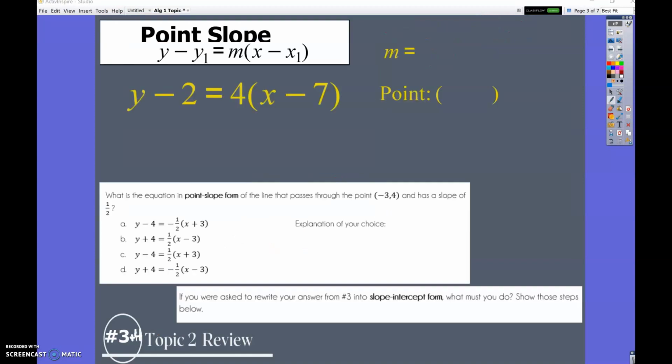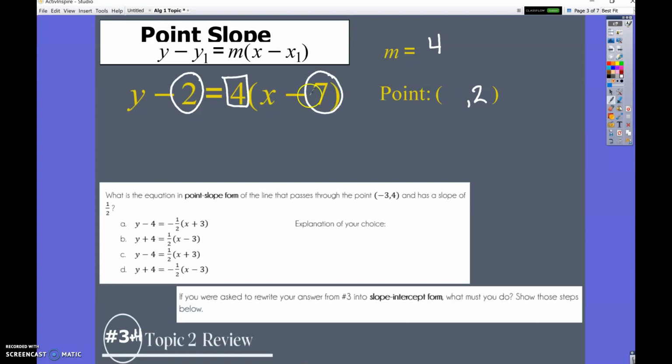For questions 3 and 4 on your review, they're giving you point slope forms of a line that passes through -3, 4, and 1/2. Remember, when it comes to making equations from point slope, we know our slope is the first value before the parenthesis, and our point comes from these values in the parenthesis or by the y. So if I see y minus 2, this is a y value since it's near the y, and the minus 2 actually becomes a positive 2. And remember, it's a y value, so it goes second.